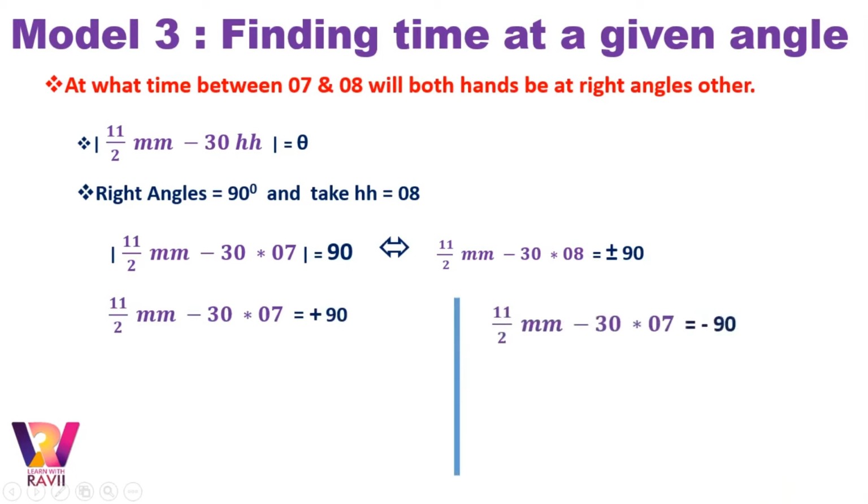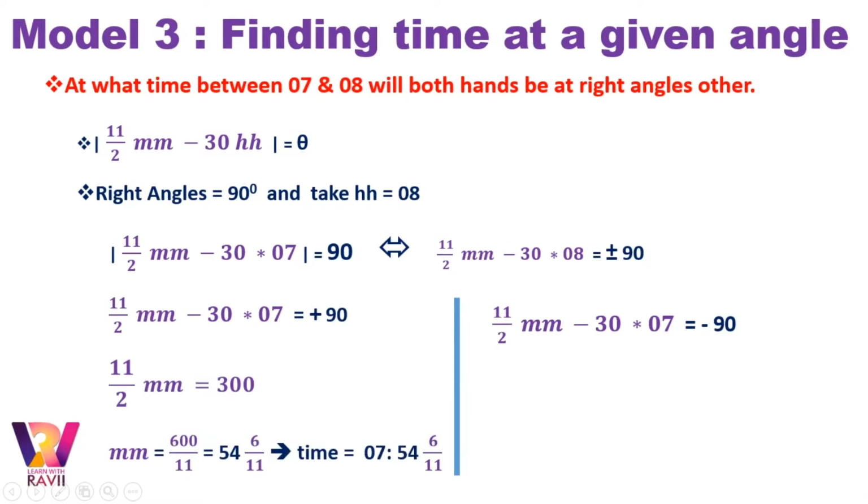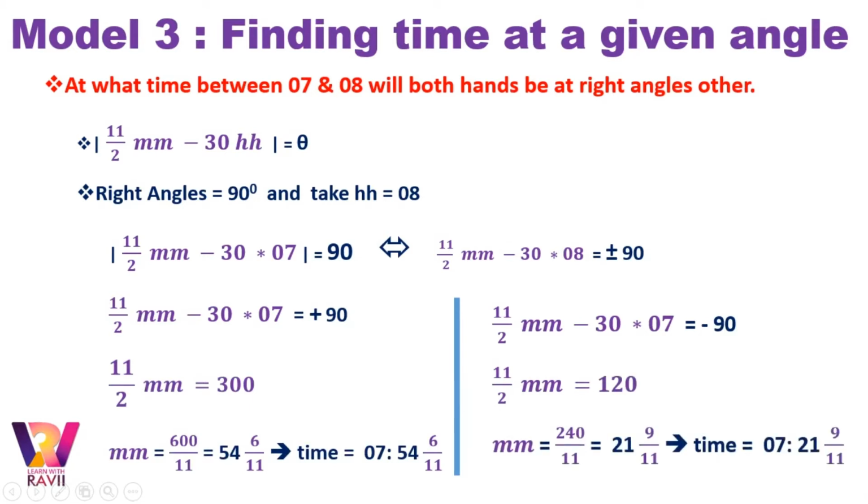Plug in the values, find the mm value. In case 1, the answer is 7:54 and 6 by 11, and in case 2, mm is 21 and 9 by 11. That time is 7:21 and 9 by 11. So there are two times where the angle between the minute hand and the hour hand is 90 degrees. I hope I am making sense. Clear? So this is how we calculate the time between two hour spaces for a given angle.